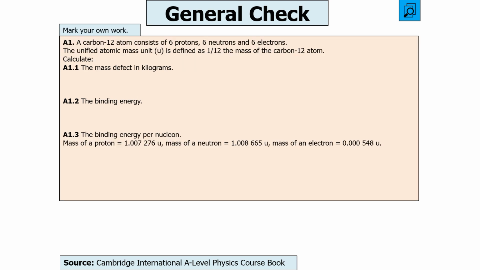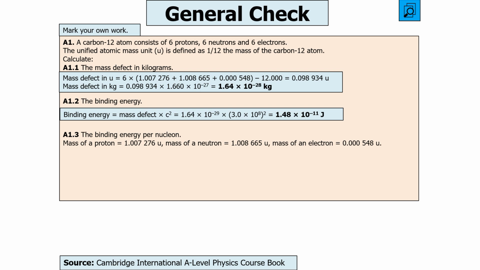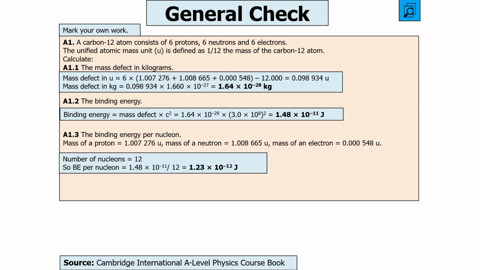Right, so the mass defect is going to be the mass of the individual components minus the mass of the nucleus, so you get 0.098934 U. Multiply that by 1.661 times 10 to the minus 27 to get it in kilograms to be 1.64 times 10 to the minus 28 kilograms. Multiply that by c squared to get the binding energy, so it's 1.48 times 10 to the minus 11 joules. Divide that then by the number of nucleons, which is 12 because you've got 6 protons and 6 neutrons. Electrons aren't nucleons. So you get 1.23 times 10 to the minus 12 joules.